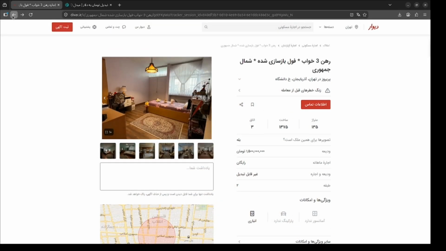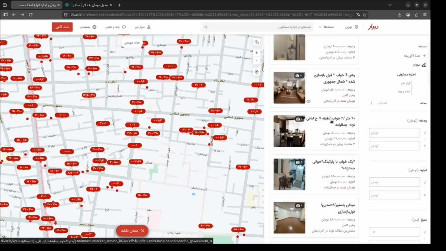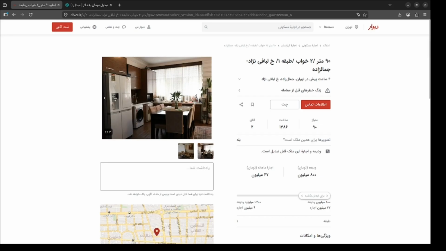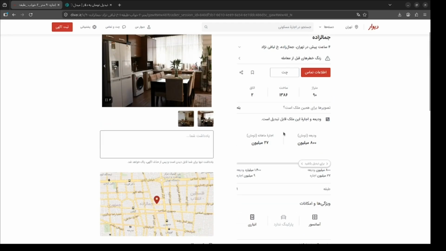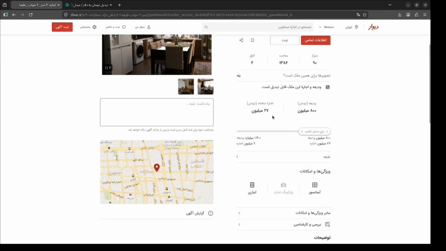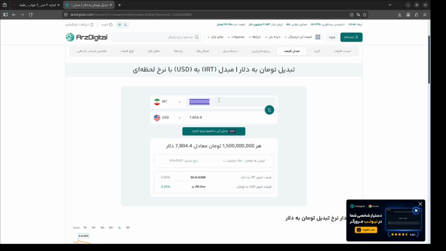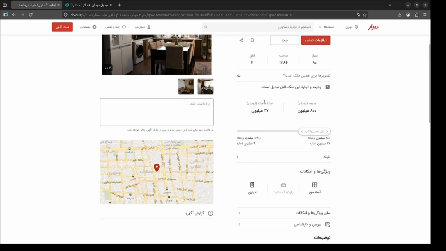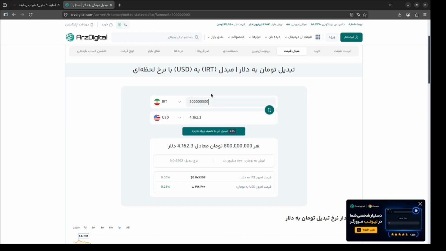Alright, let's see another house. Here it's 90 meters, 2 bedrooms, and this one requires monthly payment. Let's see how much it costs in dollars. 800 million tomans equals to $4,162. That's something. And let's see, 27 million tomans again for monthly payment.